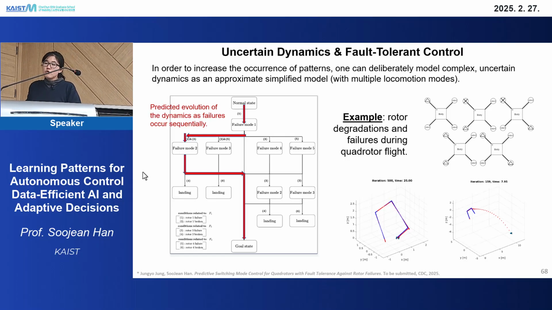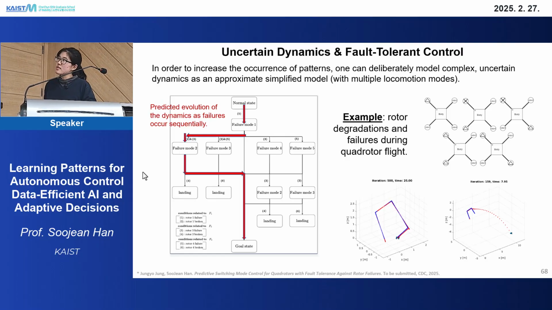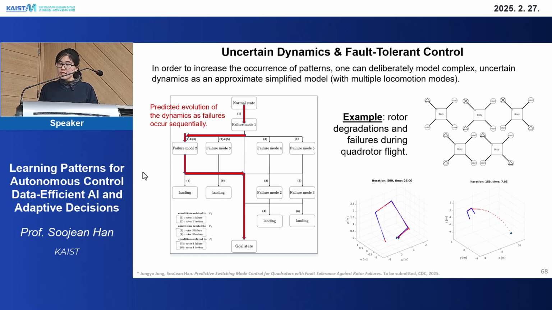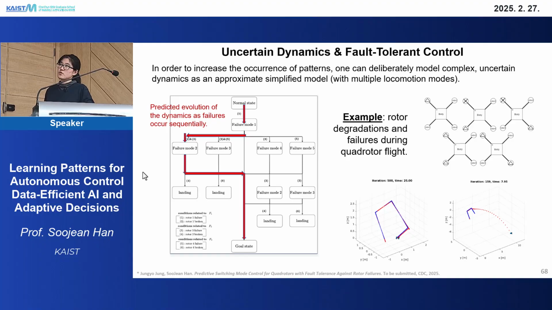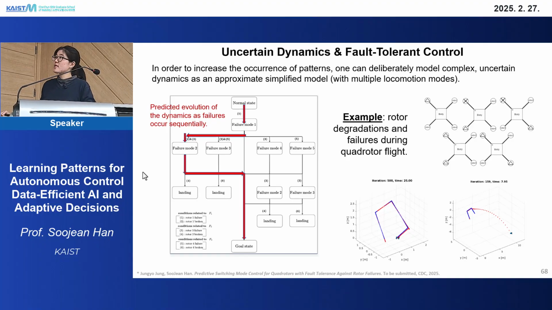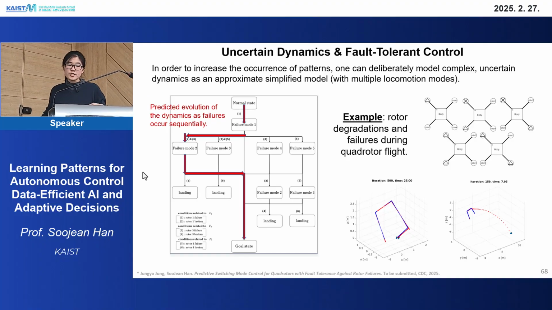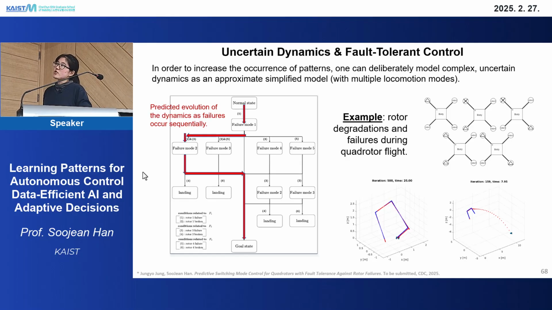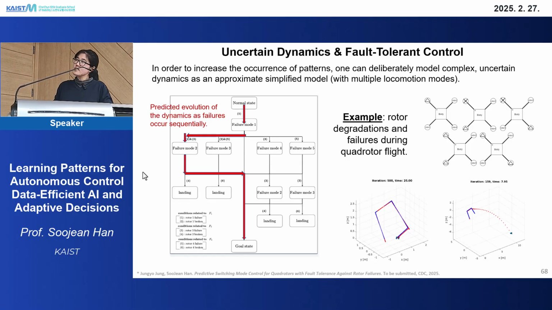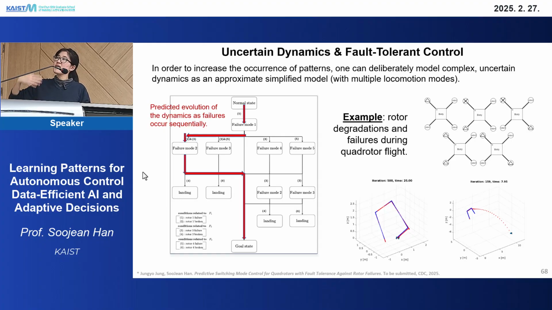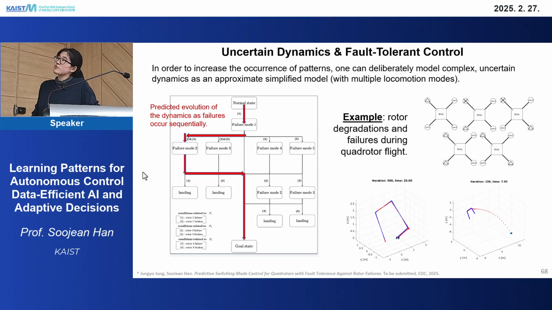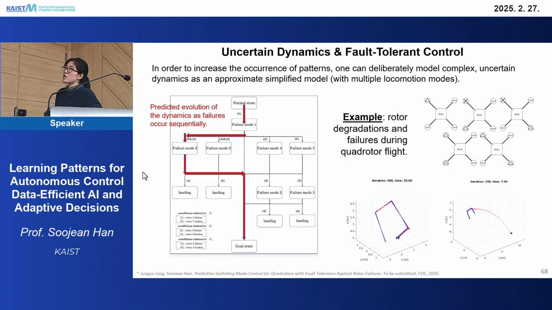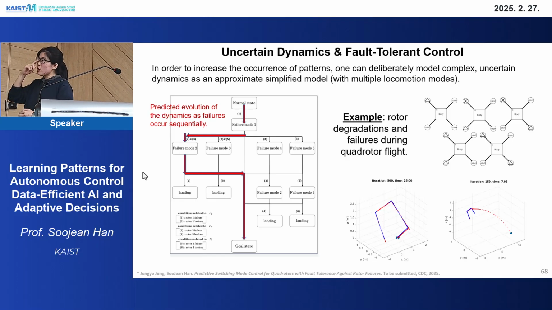Okay, now towards uncertain dynamics and fault-tolerant control, everything I talked about before is related to uncertain environment, stochastic control. What happens when the dynamics itself is uncertain? Well, in order to increase the occurrence of patterns, in this case, one can intentionally model these kinds of complex uncertain dynamics as an approximate simplified model with multiple modes of locomotion.